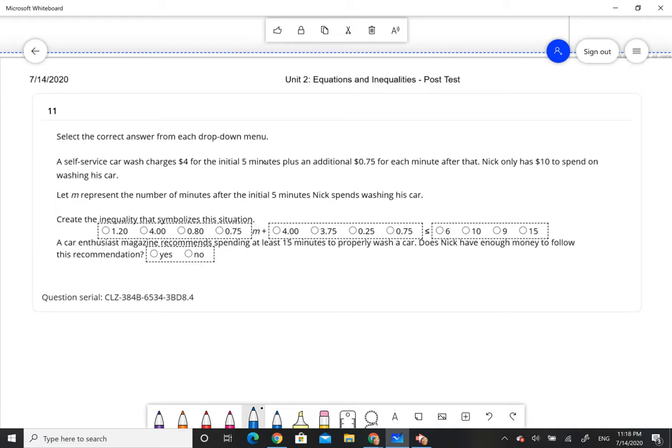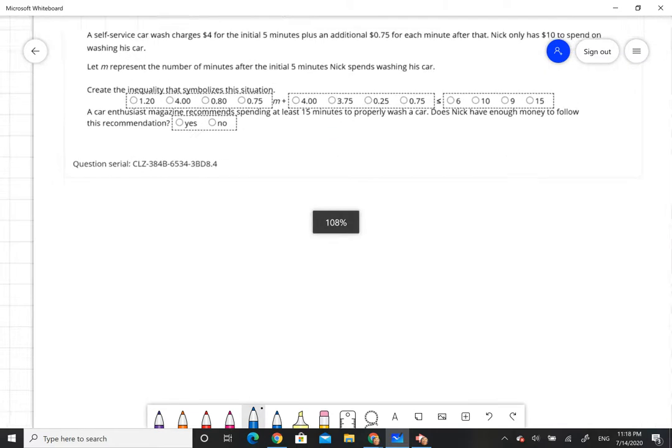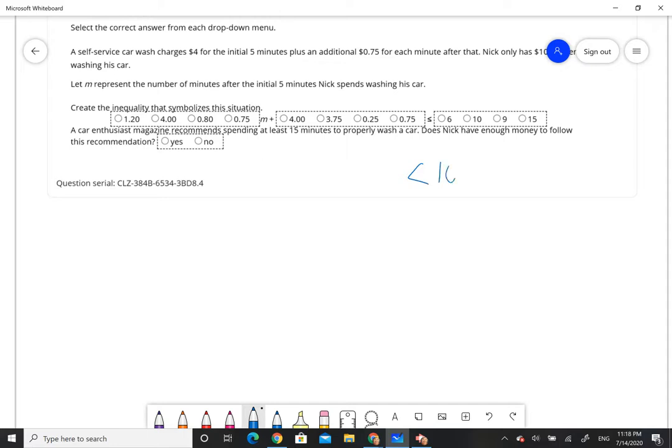So he has a maximum of $10, right? That means he cannot spend more than $10. He can only spend less than or equal to $10, right? All right, so first they charge $4 for the initial 5 minutes. So plus $4, and an additional 75 cents, or 0.75, for each minute after that.